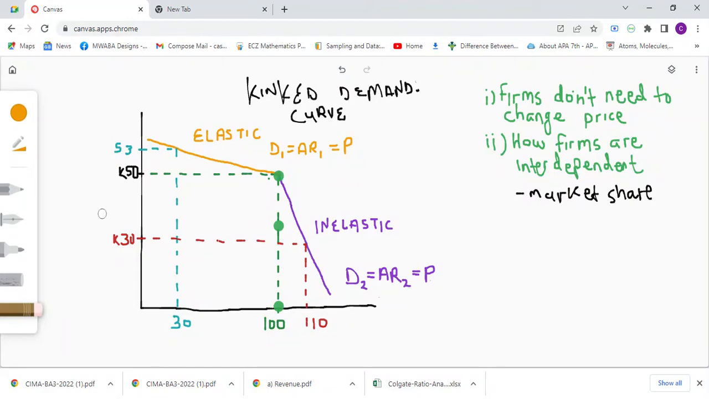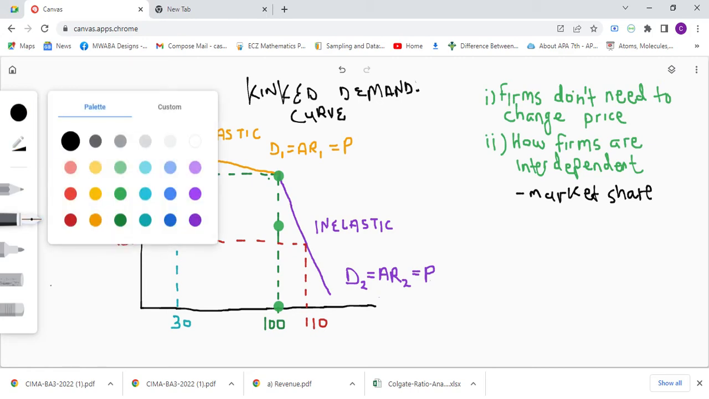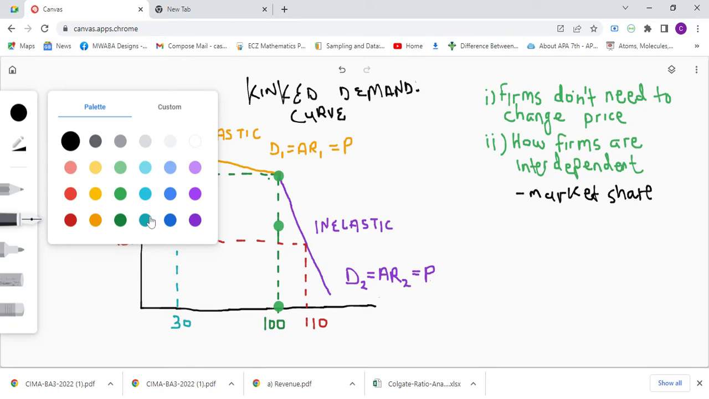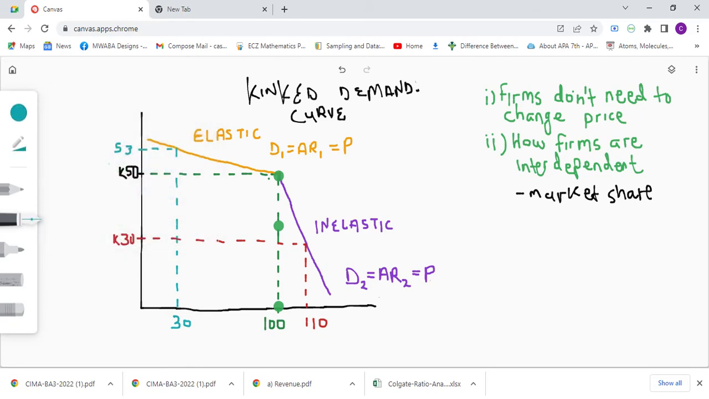So we have our price here at 50 kwacha. All firms are charging this price. Then let's say one firm tries to raise the price to 53 kwacha. With this increase in price, there is going to be a large decrease in the quantity. On our x-axis, this represents quantity. On our y-axis, this is price. So a small price increment will lead to a large drop in the quantity.